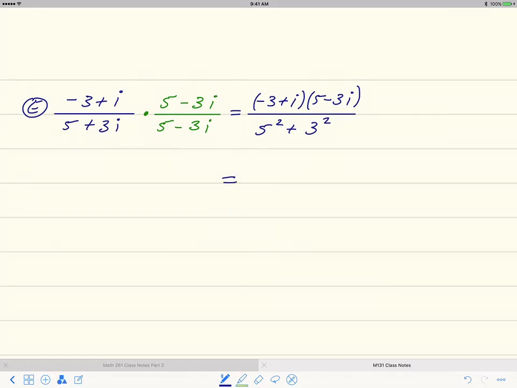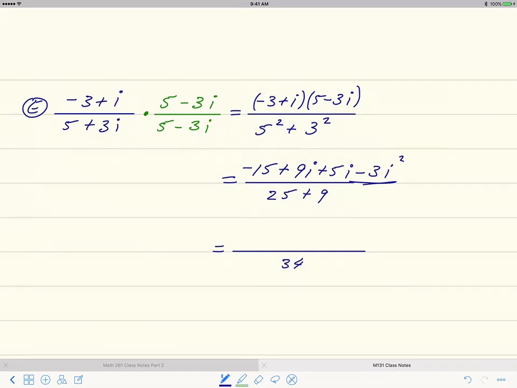Okay, the denominator is 25 plus 9. The numerator, I will use FOIL here, so negative 15 plus 9i plus 5i minus 3i squared. The denominator adds up. 25 plus 9 is 34. Now, combining the imaginary parts, we get negative 15 plus 14i. And then i squared is replaced with negative 1, so that last term becomes plus 3. Finally, combine the real parts. Negative 15 plus 3 is negative 12 plus 14i. And all of this is over 34.